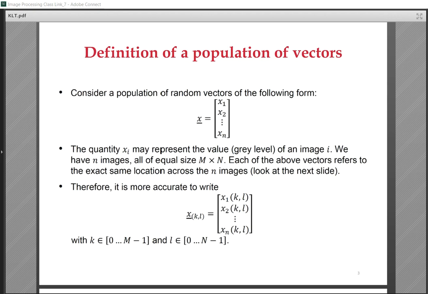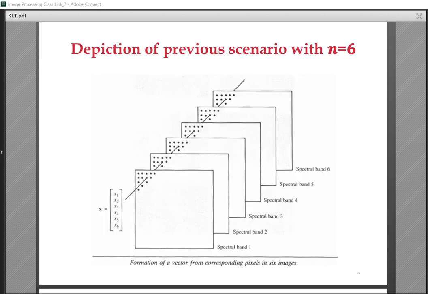Therefore it's more accurate to write x(k,l), the total x(k,l), as a vector of x1(k,l), x2(k,l), and so on, with k from 0 to m minus 1 and l for the n dimension, or the x and y dimensions.